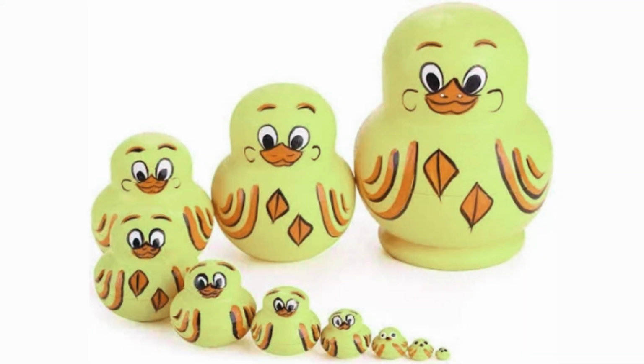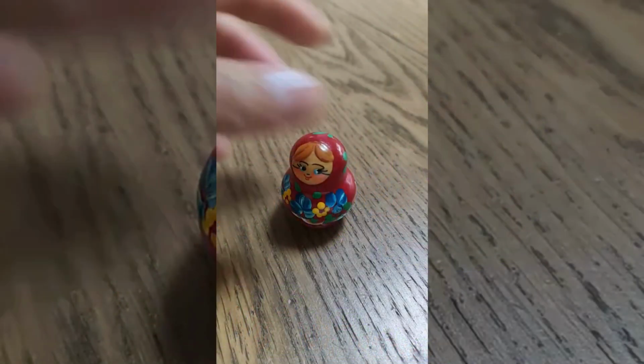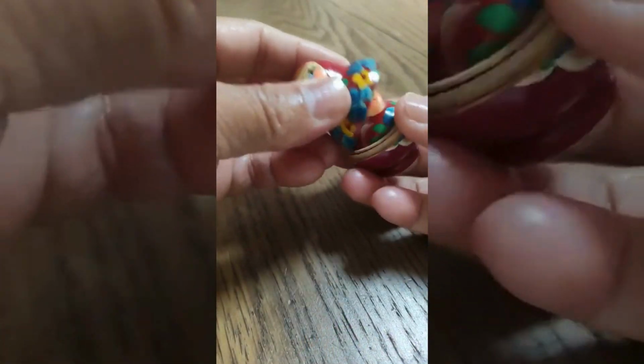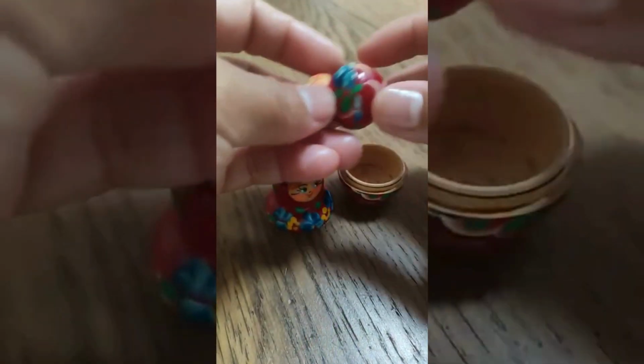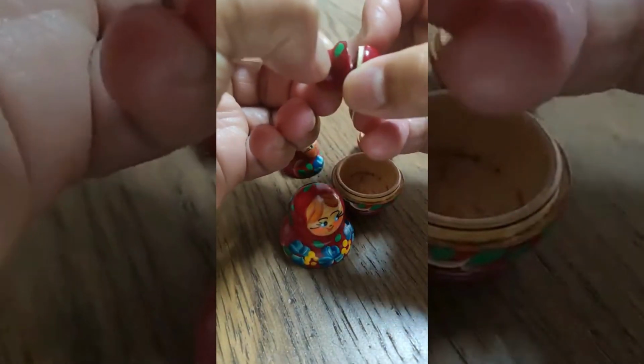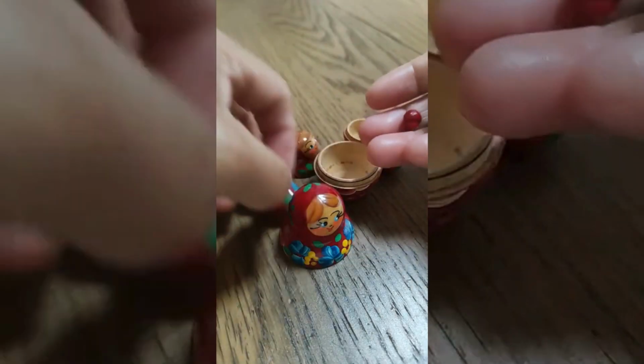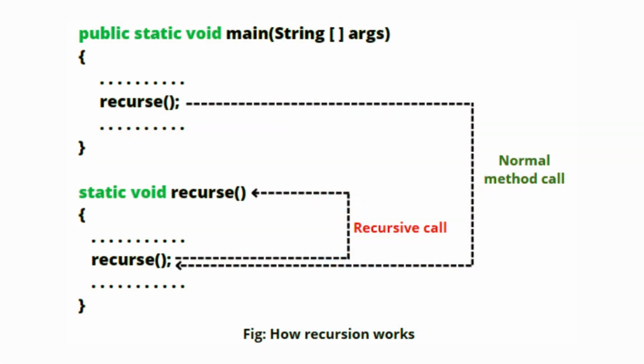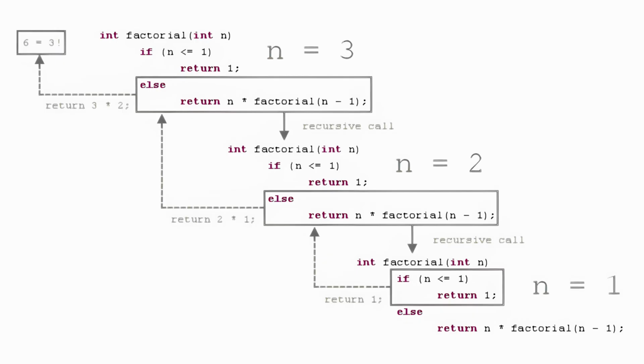Imagine you have a set of Russian dolls, each doll inside a bigger one. You want to open the smallest doll. Instead of opening all at once, you open the biggest, then the next, and so on until you reach the smallest one. Each step calls the next smallest step, just like a recursive function calling itself. In programming, recursion is used to solve problems by breaking them into smaller versions of the same problem.